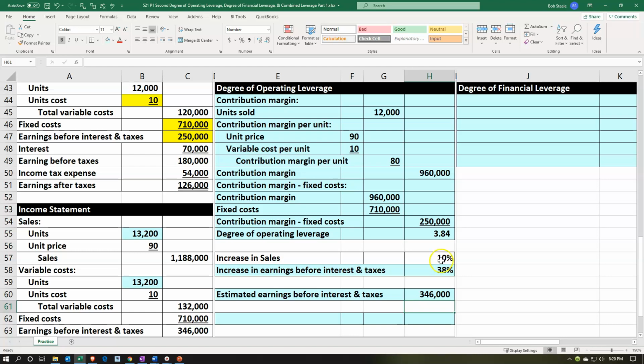So we're estimating that if there was a 10% increase in the sales, we would have the operating income, or earnings before interest and taxes, two names for basically the same thing, of 346,000. Let's go ahead and prove that with our income statement. Just recalculate the income statement here.